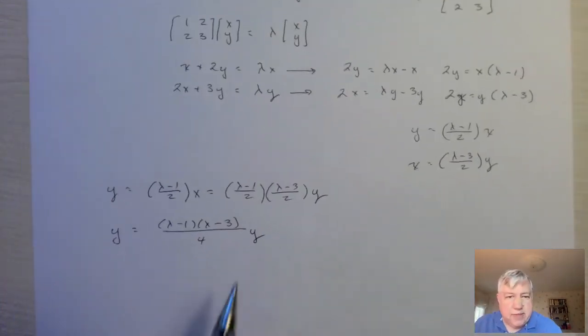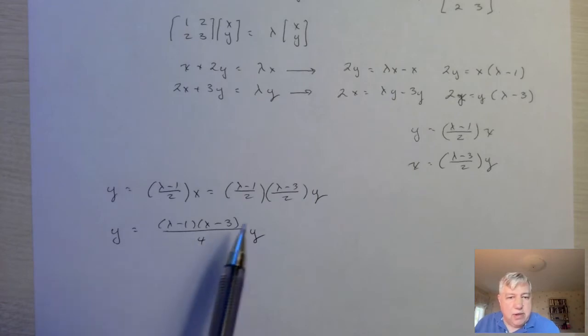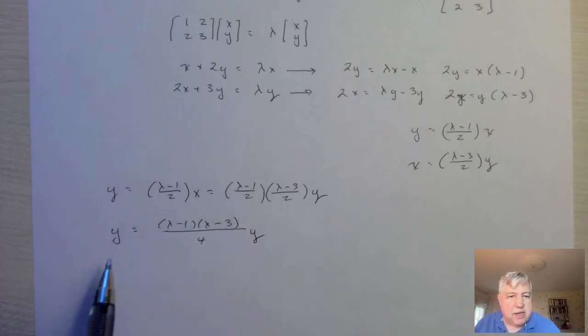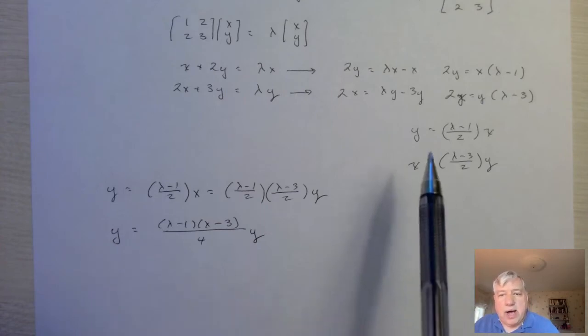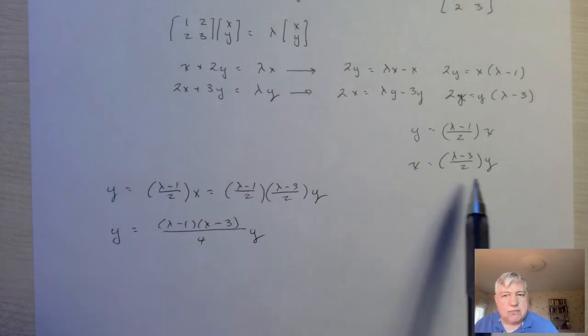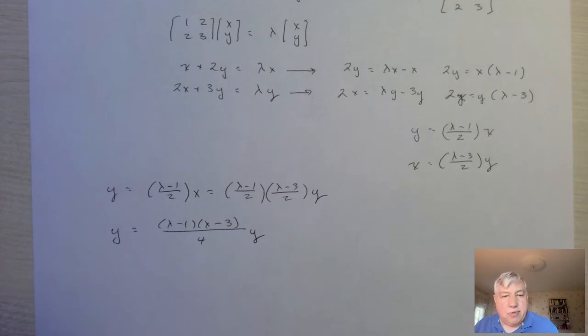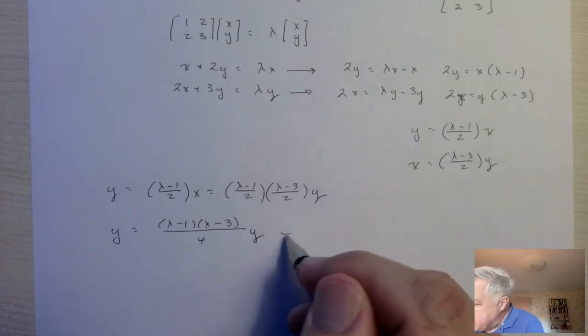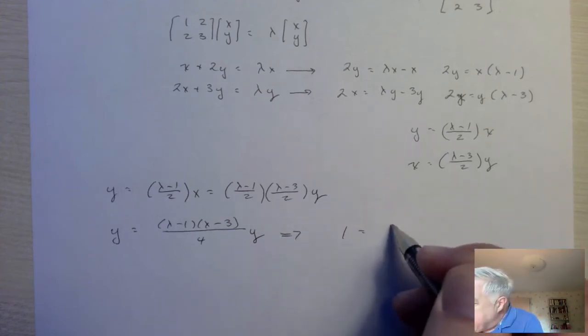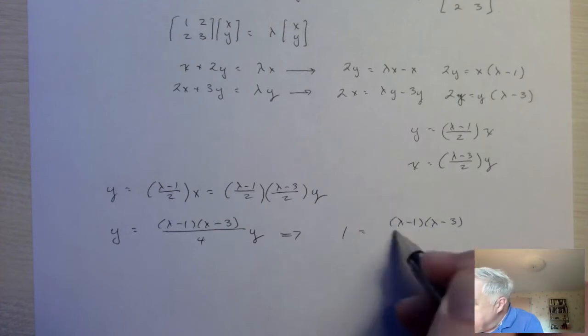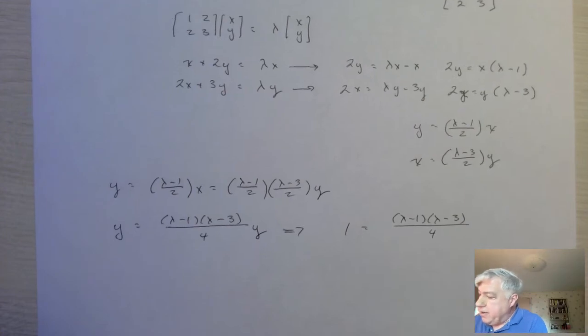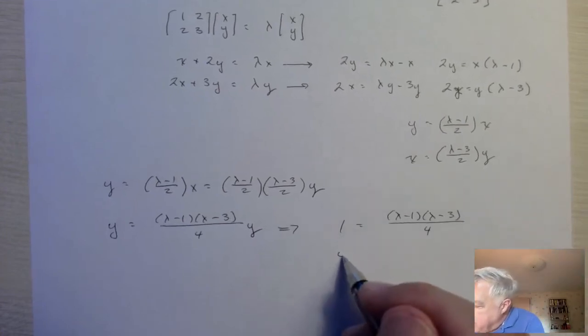And we can see that, okay, either this expression here has to be equal to 1, or y is going to be 0. But if y is 0, that means x is 0 from here, and we can't have both of them being 0. So this tells us that 1 has to be equal to (lambda minus 1)(lambda minus 3) over 4. And let's multiply both sides by 4.